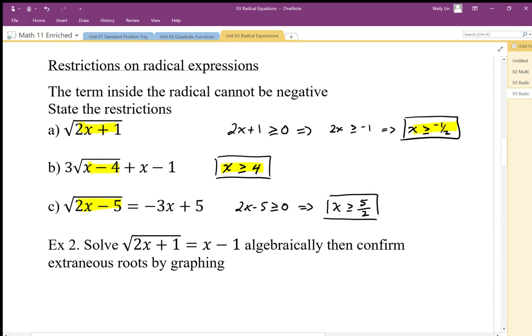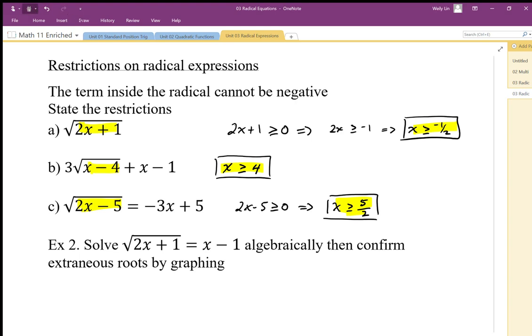x must be bigger than or equal to 2.5. Okay, because if it's smaller than 2.5, for example 1, we're going to end up with a negative inside the square root. So that's the most important part, making sure you understand the inside restriction.